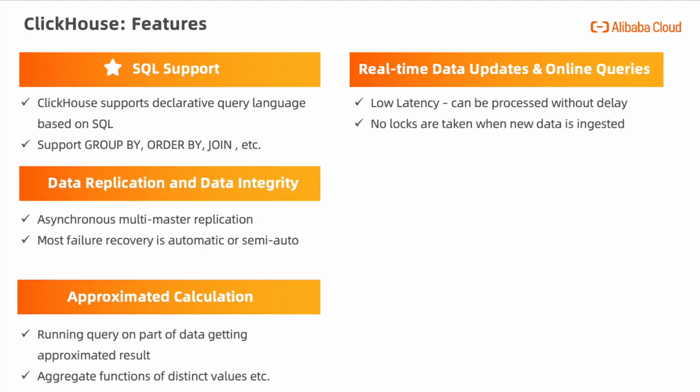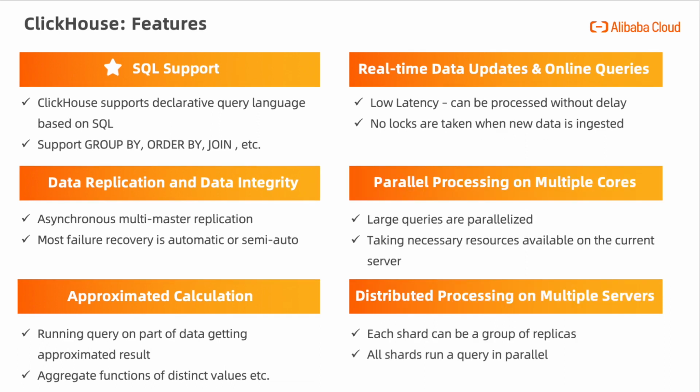The next feature is real-time data updates and online queries, which make ClickHouse different from many other OLAP systems. As you may know, many OLAP database management systems do not aim for online queries with sub-second latency. But because ClickHouse supports tables with a primary key, it can quickly perform queries on a range of the primary key, and the data is sorted incrementally using the merge tree. Due to this, data can continuously be added to the table. No locks are taken when new data is ingested.